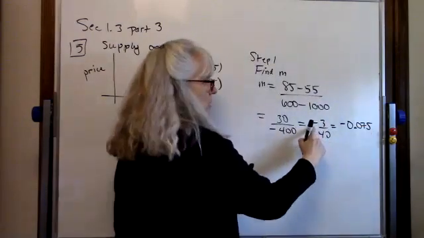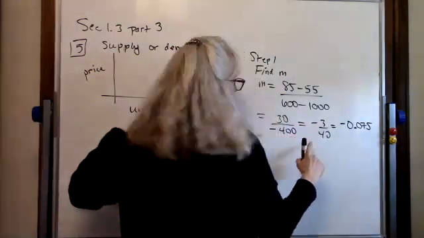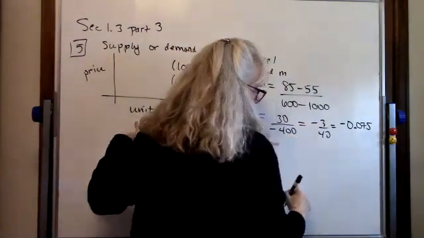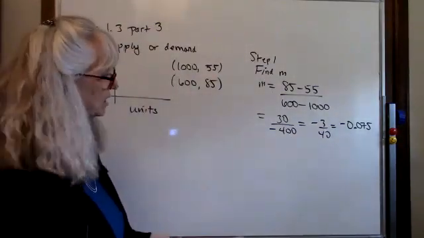So what this is telling me over here in this form is if you drop the price by $3, you're increasing the number of units demanded by 40. Which makes sense. If you lower the price, make it cheaper, then more people want it. So that does make sense.